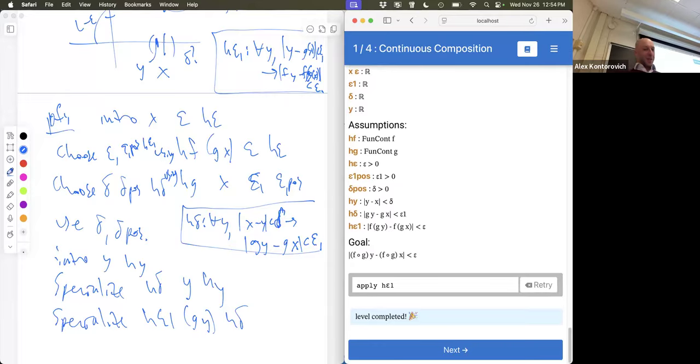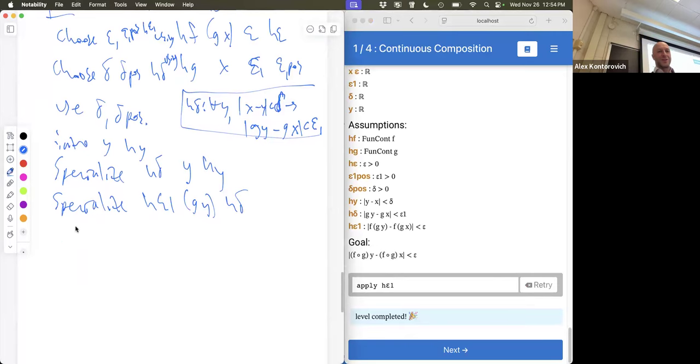Cool? Okay, so some things are easy. Hopefully that was easy. We didn't have to do all that much. And now hopefully the next thing we have to do is also easy. It's also not so hard.